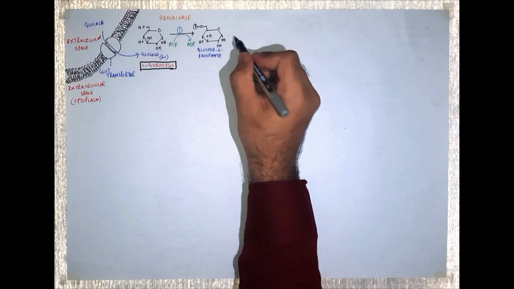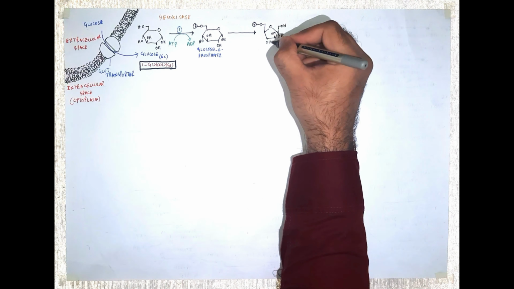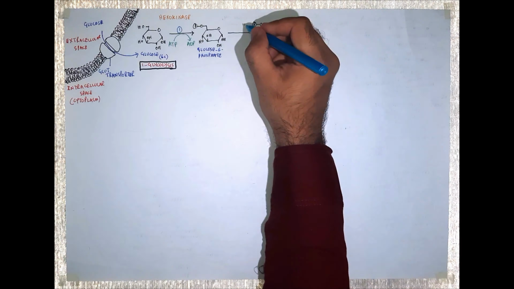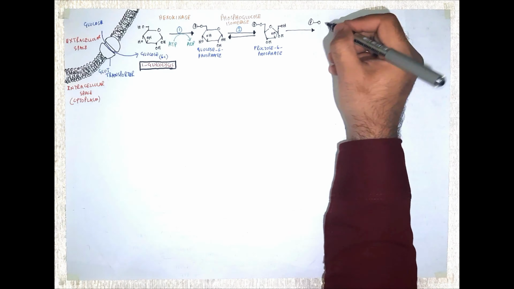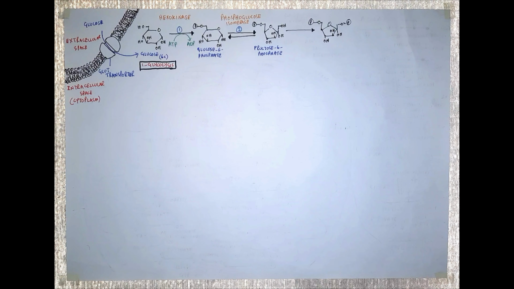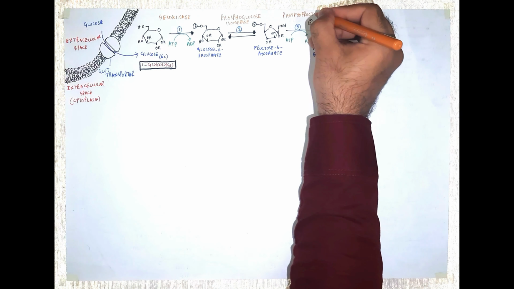Then glucose 6-phosphate is converted into fructose 6-phosphate by the enzyme phosphoglucose isomerase. Next, fructose 6-phosphate is converted into fructose 1,6-bisphosphate. Here, the phosphate again is donated by ATP and the enzyme used is phosphofructokinase.